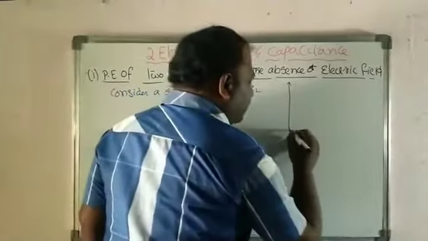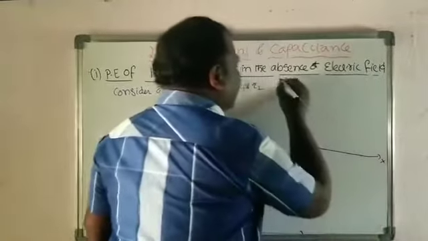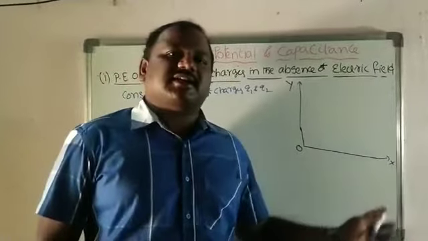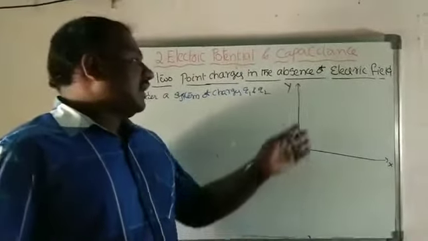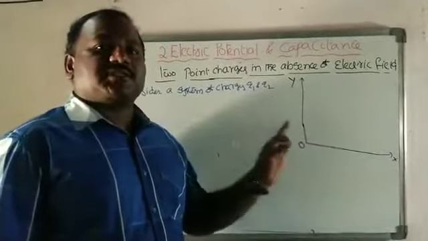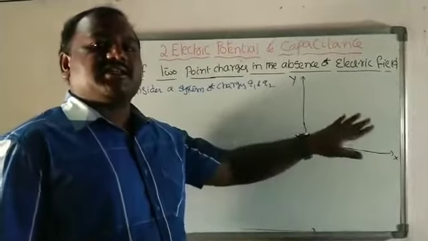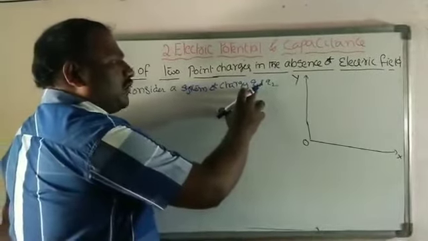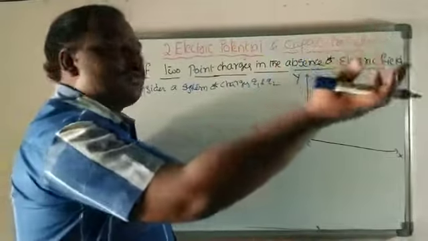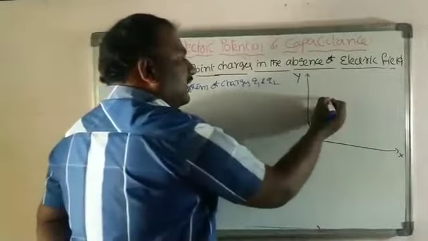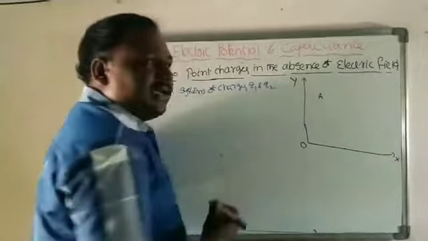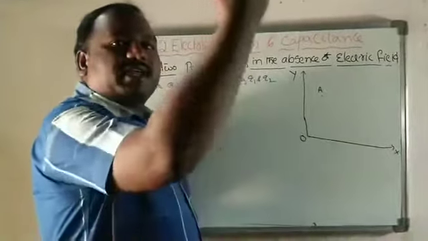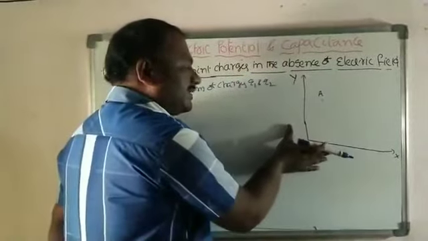Now I take a region. That region is represented with XY coordinates. This region is in the absence of, meaning this region does not contain any electric field. Initially in that region the electric field should be 0. Now the first charge Q1 is moving from infinite distance to this region. Then a point A can be taken. First we need to move the charge Q1 from infinite distance to the point A in this region.